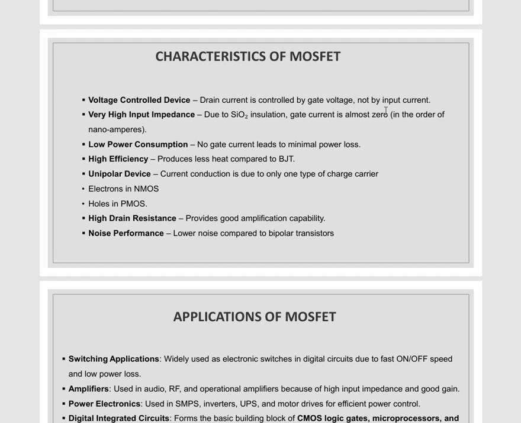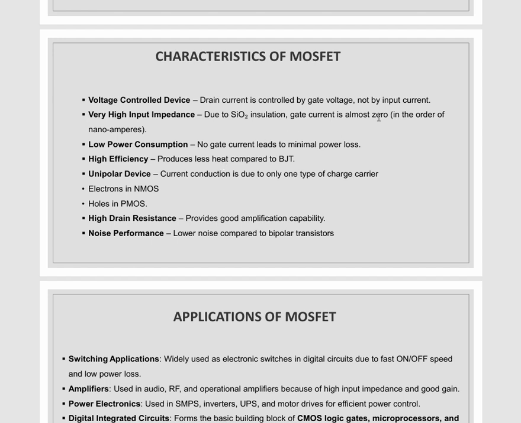Here are the characteristics of MOSFET. First is a voltage controlled device. Drain current is controlled by gate voltage, not by input current. Another is very high input impedance. Due to SiO2 insulation, gate current is almost zero, in the order of nanoamperes. Third is low power consumption. No gate current leads to minimal power loss. And most important, the high efficiency produces less heat compared to BJT.